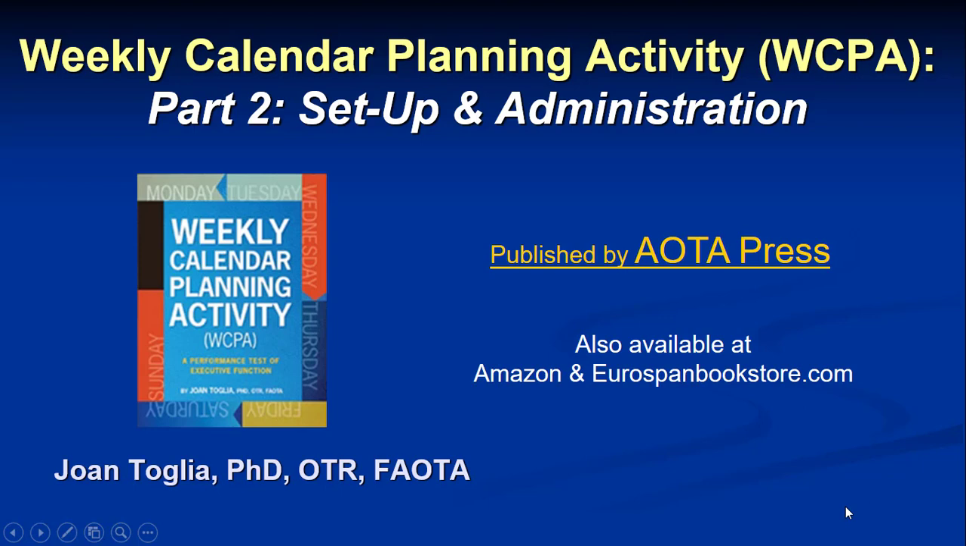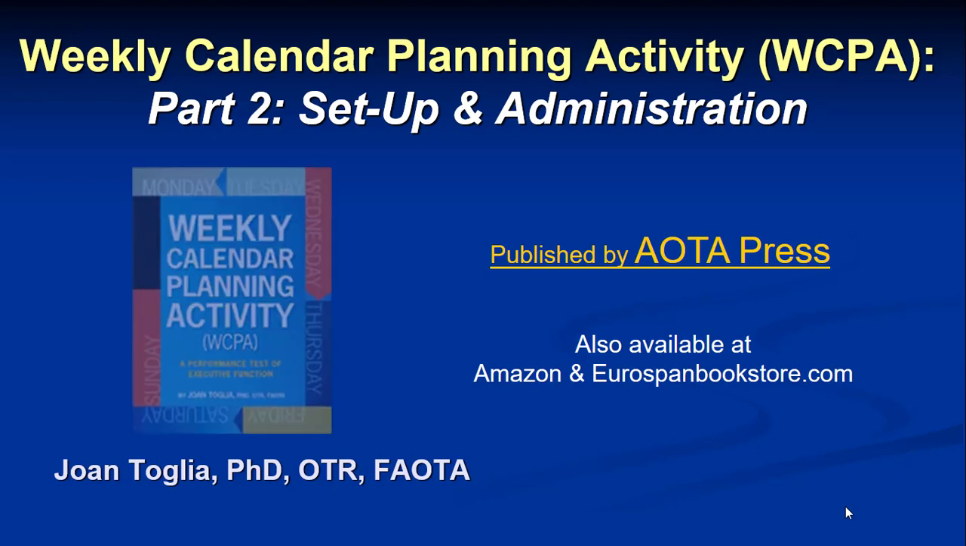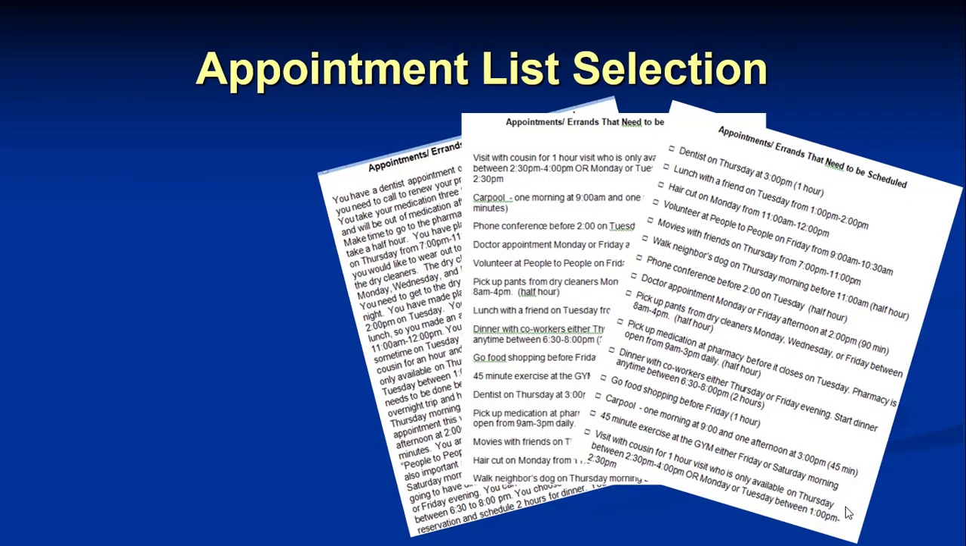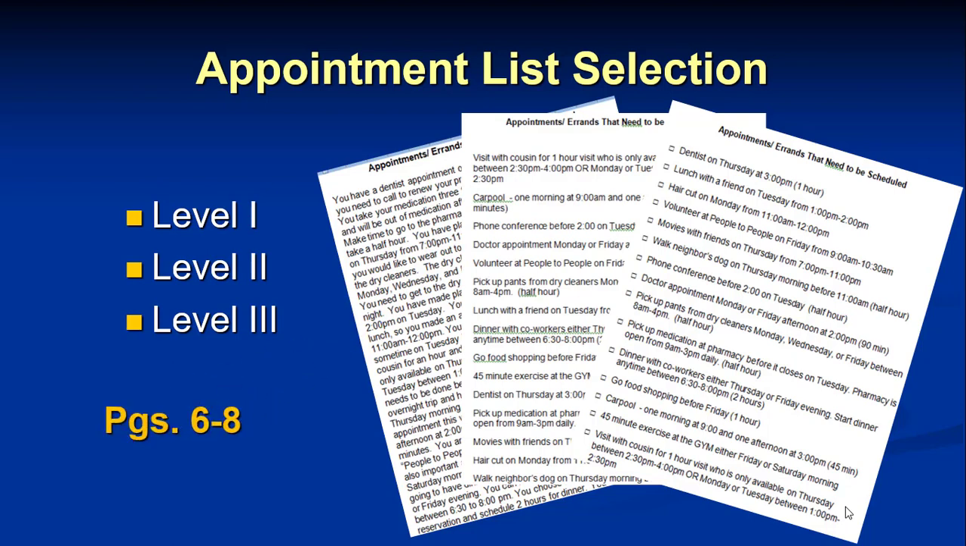The following presentation will describe setup and administration of the weekly calendar planning activity assessment tool. This module follows the Part 1 overview and introduction presentation and should be used in conjunction with the WCPA manual. Before administering the WCPA, it is important to first decide which level and version is the most appropriate for your client. Refer to pages 6 through 8 of the manual for detailed instructions on choosing the right form.